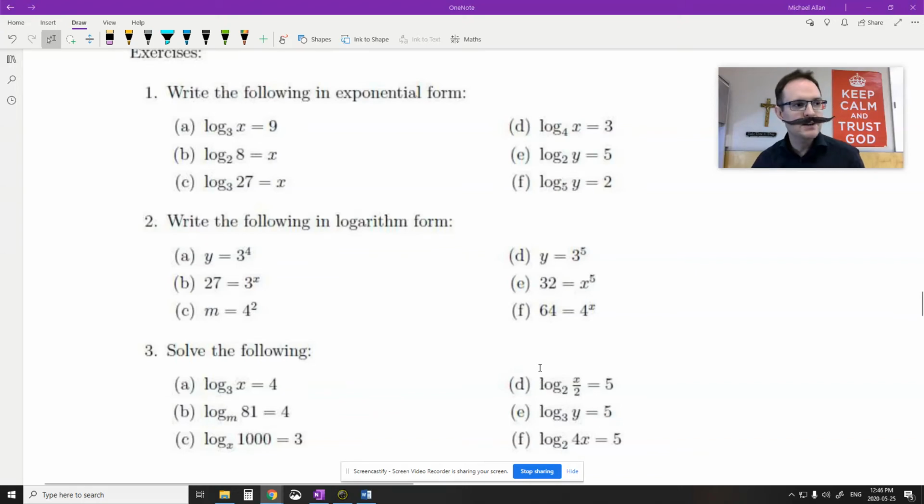Welcome back. Hopefully you tried these out. Here we just want to write these in exponential form. We're not solving these. Question 3 we'll be solving these, but we're just going to rewrite these.